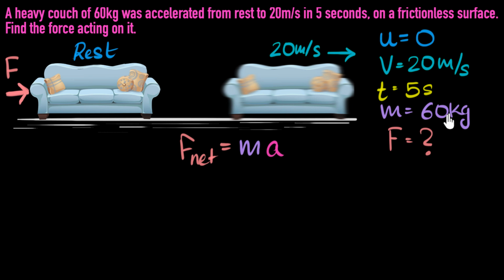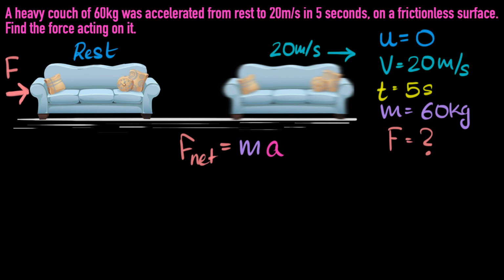m is given to us. Okay, that's good news. a is acceleration. That's not given to us. So how do we calculate the force? Well, acceleration is not directly given, but we are given the initial velocity, we are given the final velocity, and we are also given the time. So using this, maybe we can calculate what the acceleration is. And once we do that, we can plug in over here and we can calculate what the net force is. So the first thing we need to do is calculate the acceleration.